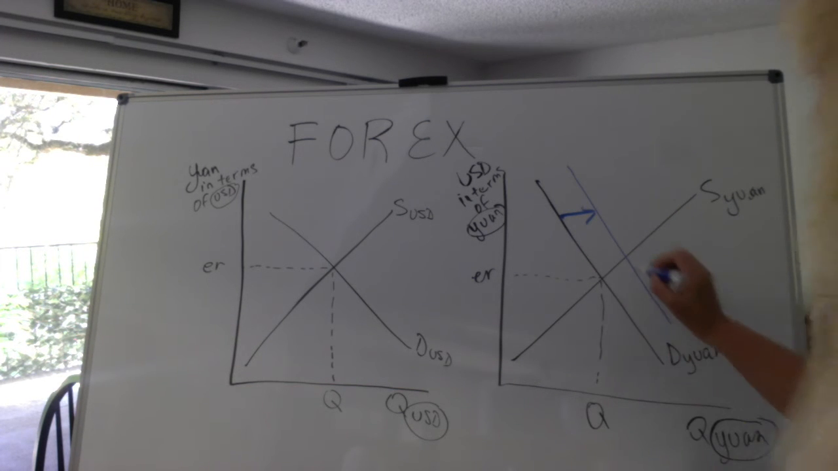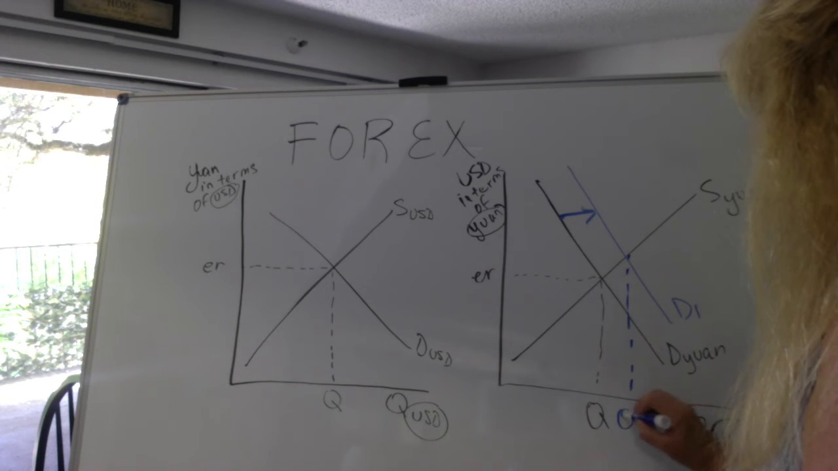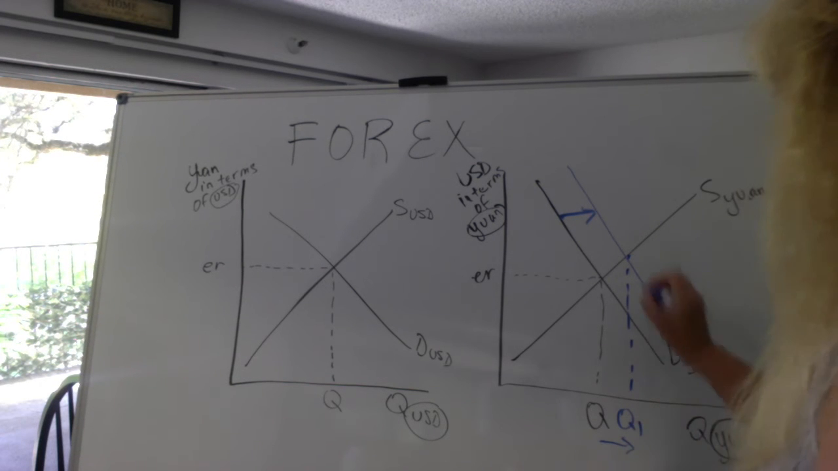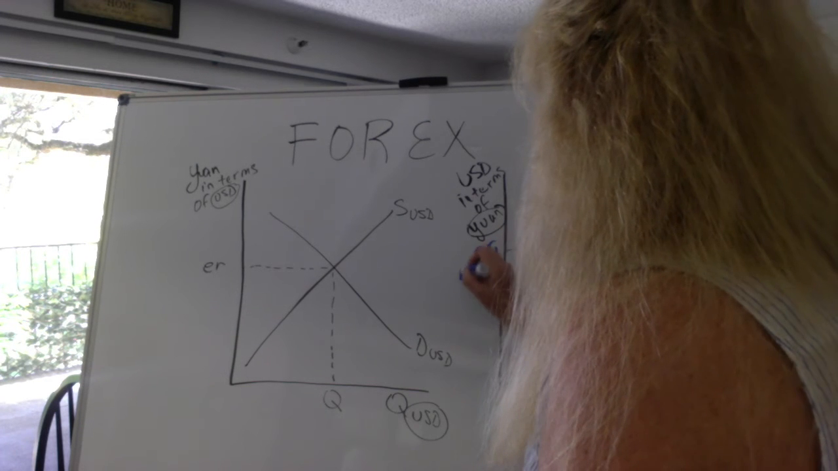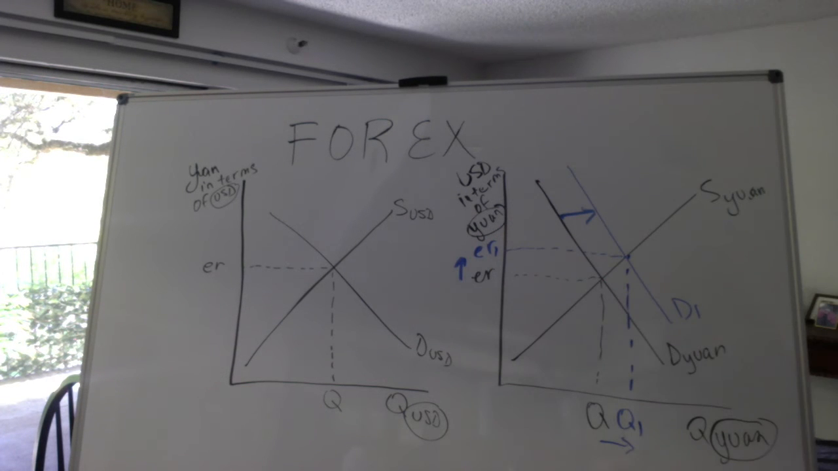What happened to its value? First of all, more were bought, and the exchange rate, labeled ER1, increased. So the increase in demand for yuan led to an increase in the exchange rate, which means that it takes more dollars now to buy 1 yuan.